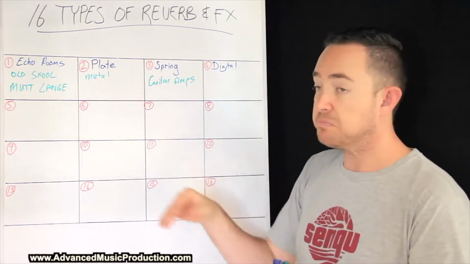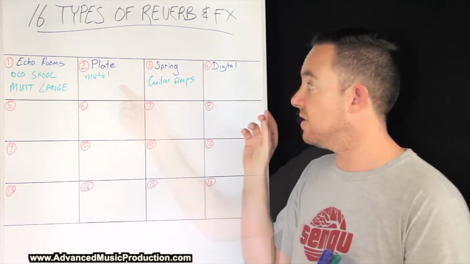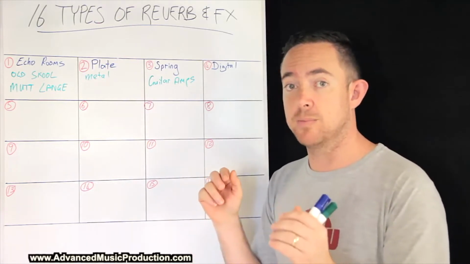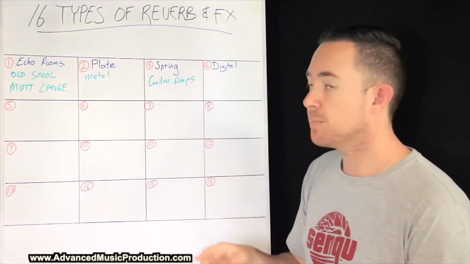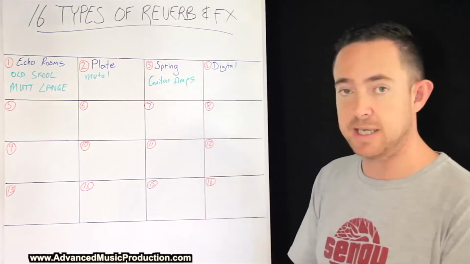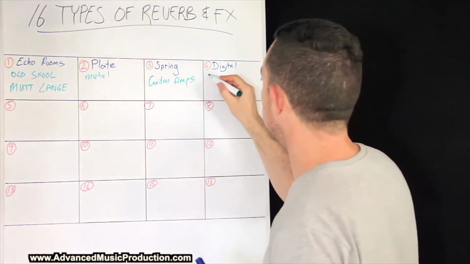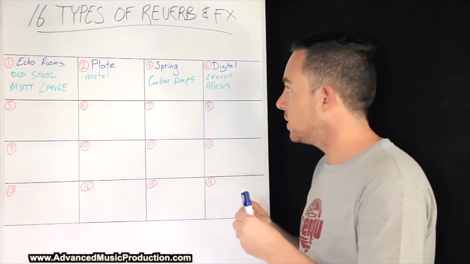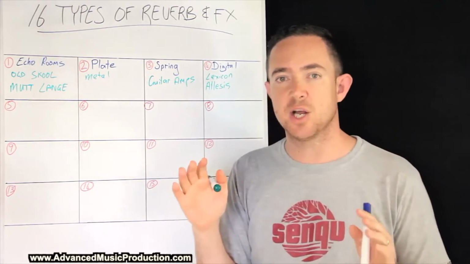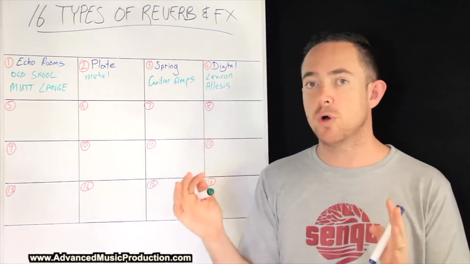A plate, you had no control. Basically, you fed the sound into the plate and you recorded with a microphone. And the same with the spring. But now with these digital reverbs, like I said, Lexicon and Alesis, what started to happen was we started to get a lot more sophisticated control of the reverb.